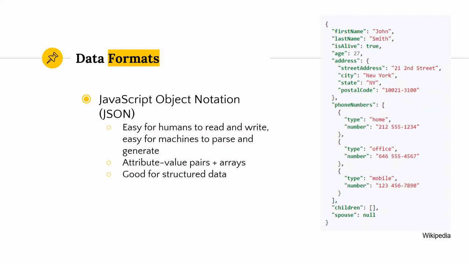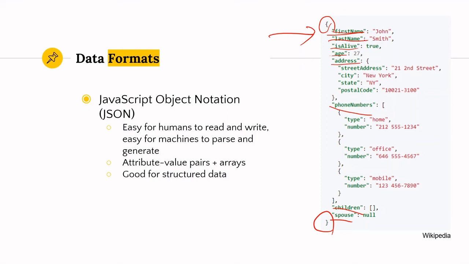Okay, so what's on the right is an example of a JSON file format. As you can see, the curly braces are the ones that separate the different objects. Within this object we have an attribute called first name, an attribute called last name, is alive, age, address, phone numbers, number of children, and the spouse, right? So those are the attributes.